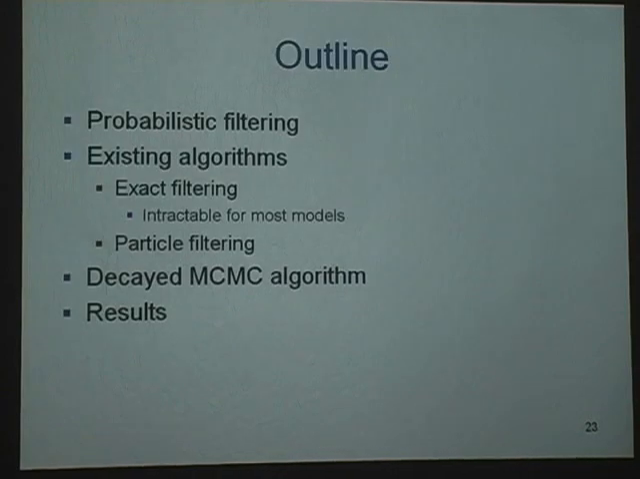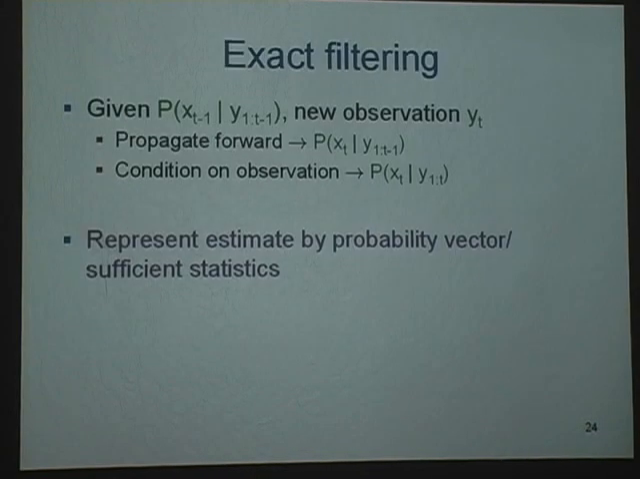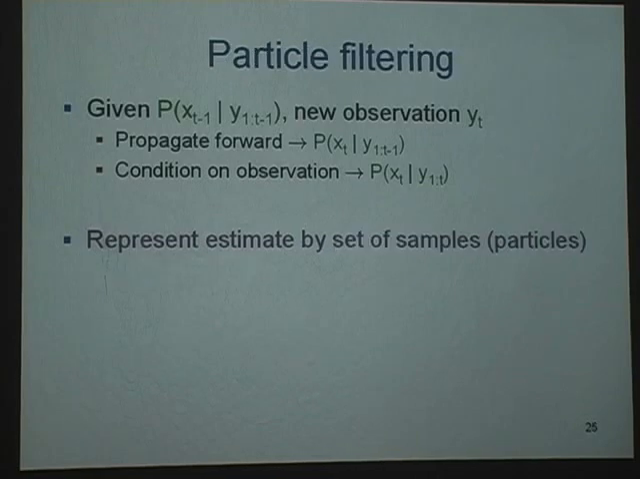OK, so far we have exact filtering, which is intractable for most models. Let's talk about particle filtering. In exact filtering, if you remember, there are these two steps. You have the previous distribution and a new observation, and we propagate and condition. Those are the two steps that happen on each filtering update. During these steps, we are always representing the distribution by either a probability vector or a set of sufficient statistics in the case of a Gaussian, say. Particle filtering is basically that, except we represent the estimate by a set of samples instead, or particles as they're called. So it's a Monte Carlo method in that we represent a distribution by samples from it.